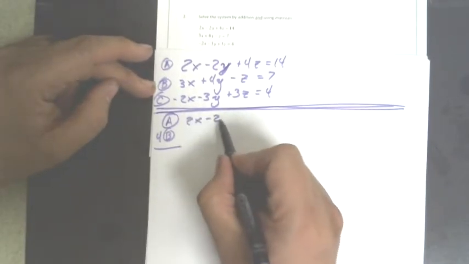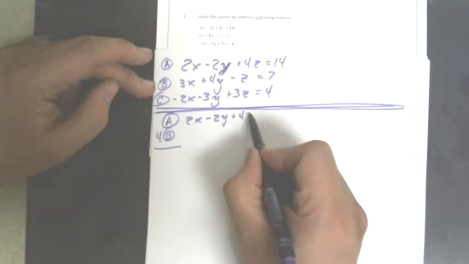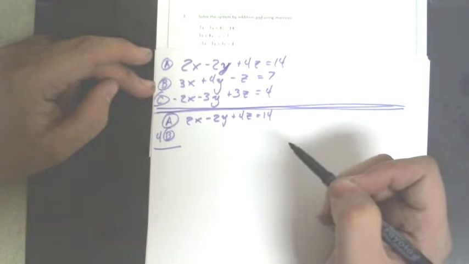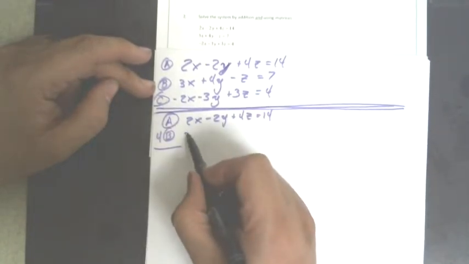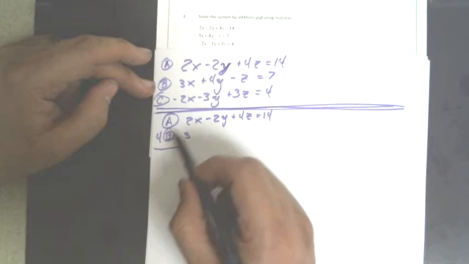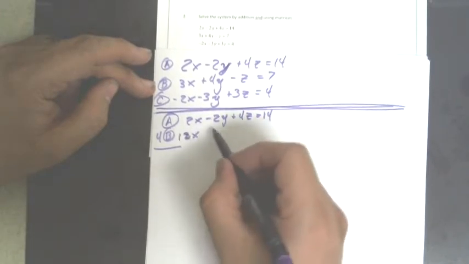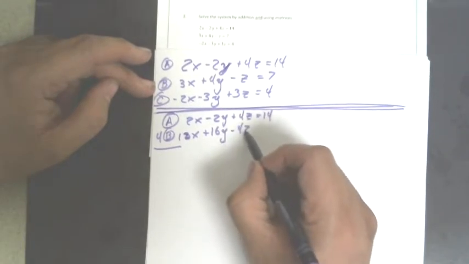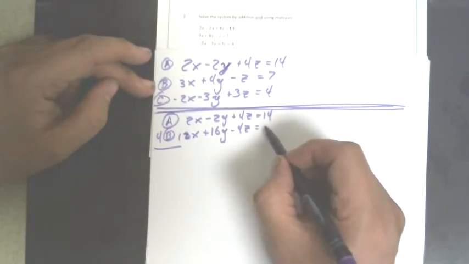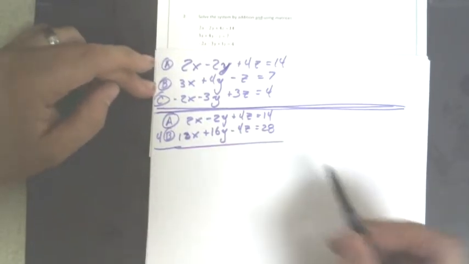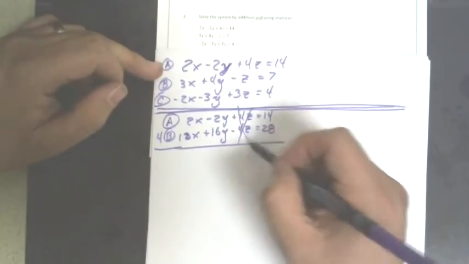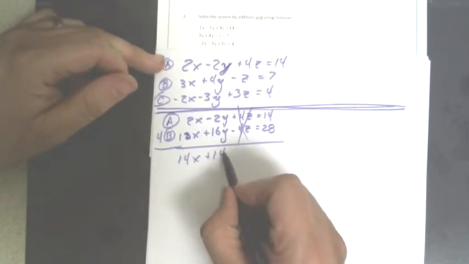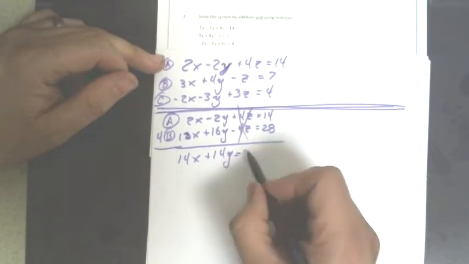So 2x minus 2y plus 4z equals 14. And 3, multiplied by the 4, 12x plus 16y minus 4z equals 28. And then we add them together. The z's go away just like they were supposed to. We get 14x plus 14y equals 42.